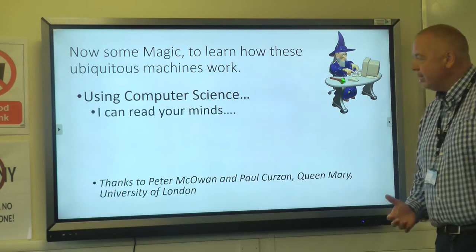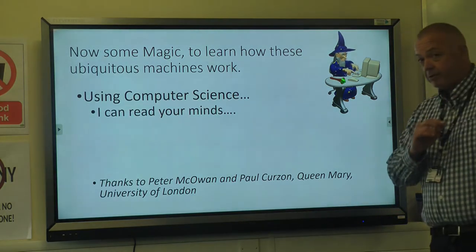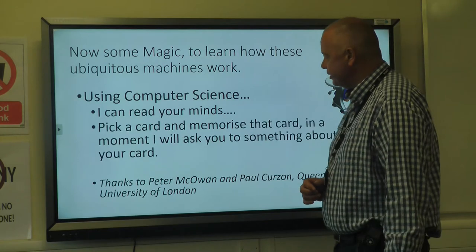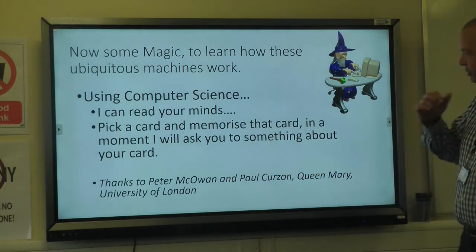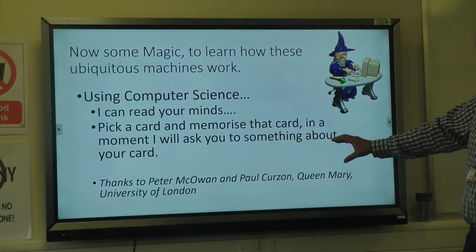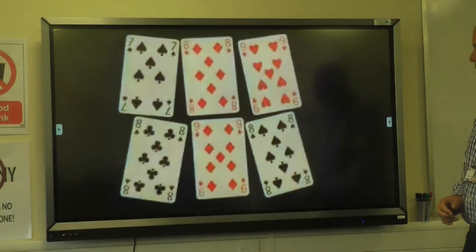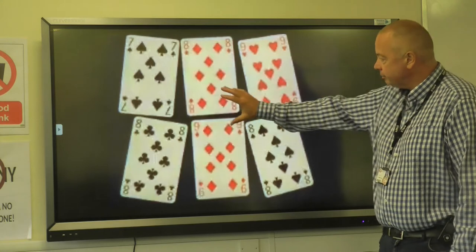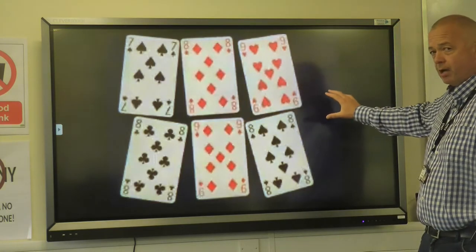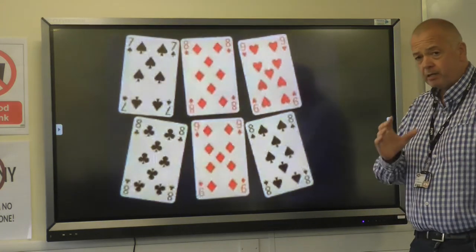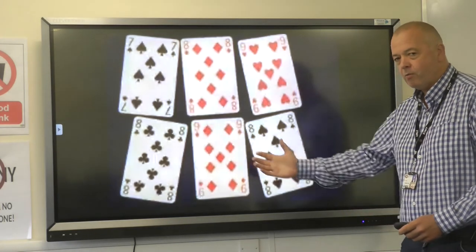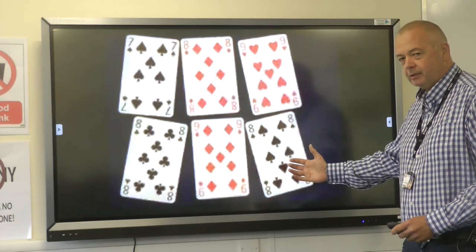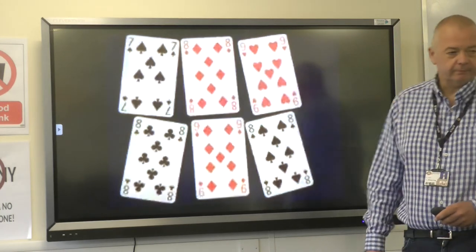So here we go. So I'm going to read your minds, even though you're not here in my room, I'm going to read your minds. I want you to pick a card, I want you to memorise the card, and I'll ask you something about your card in just a minute. Okay. So we've got a number of cards here on the board. Hopefully you can read them. I would like you to zoom in on one and choose it. Have a think about that for a minute.